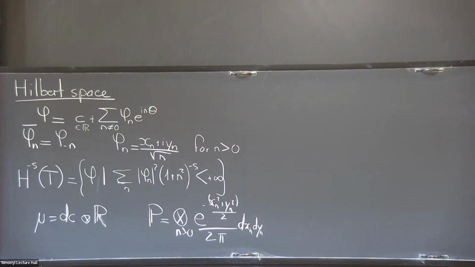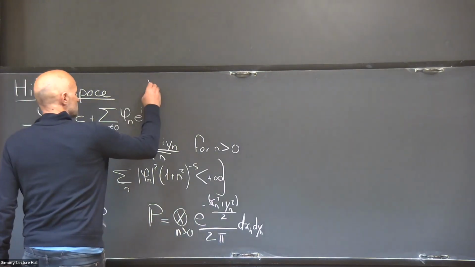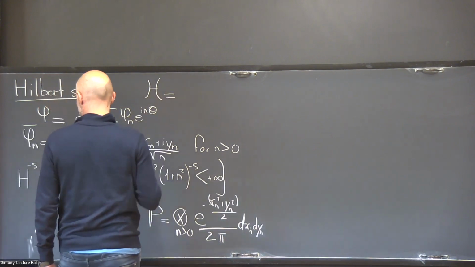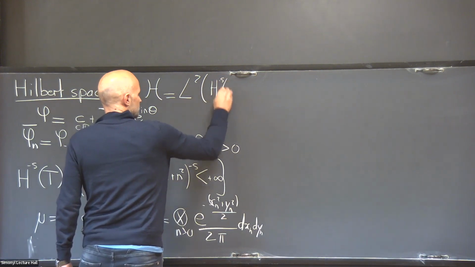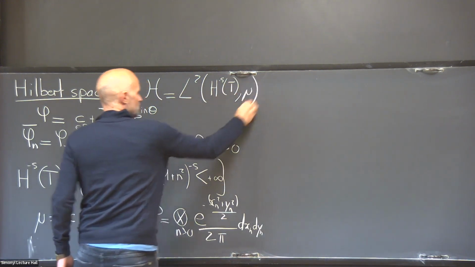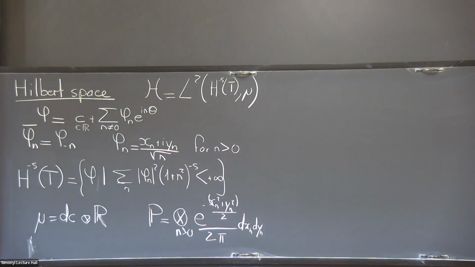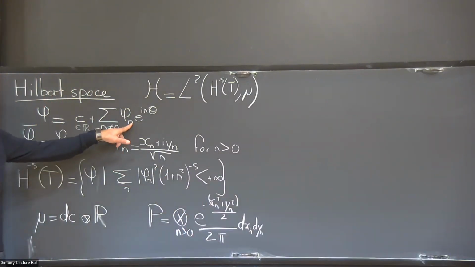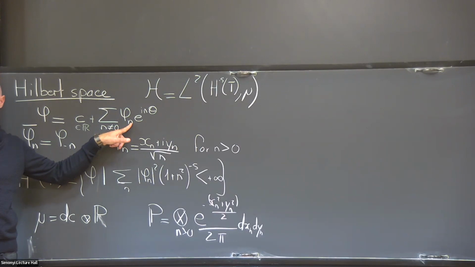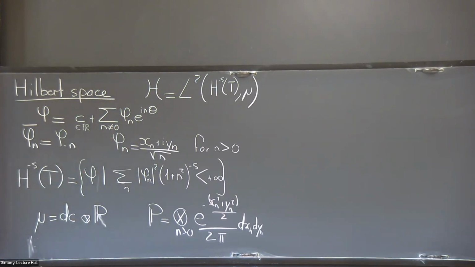So the Hilbert space, which I will denote by H, is just L2 of the Sobolev space equipped with the measure mu. Okay. So basically under this law here, the series that you've got here is the GFF, the Gaussian free field restricted to the unit circle. Okay, that's it. This is a Gaussian process.